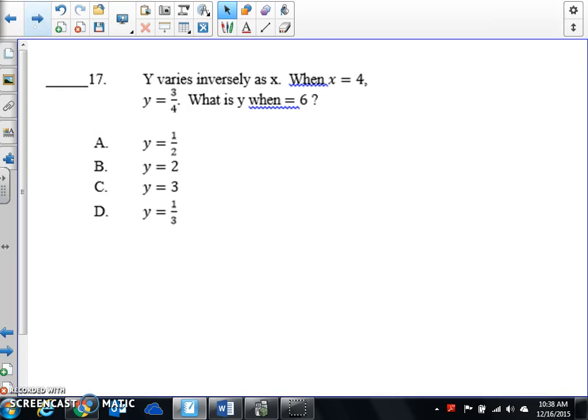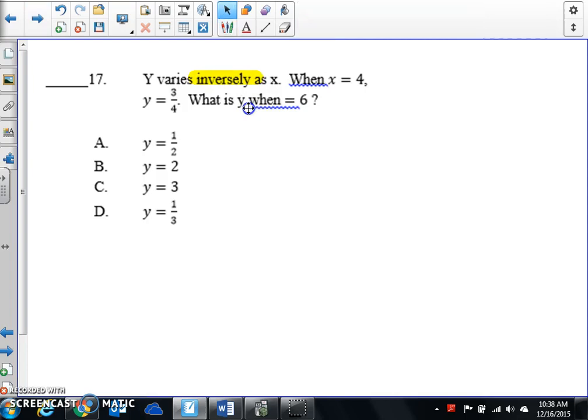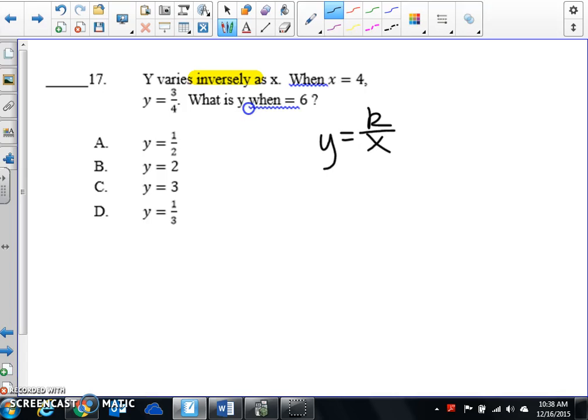All right. Y varies inversely. If you see inversely, you immediately write the equation. Y equals K over X. All right. So when X equals 4 and Y equals 3/4. Okay, I've used that. I'm going to go ahead and cross it out so I don't get confused later. By the way, this should say when x equals 6.